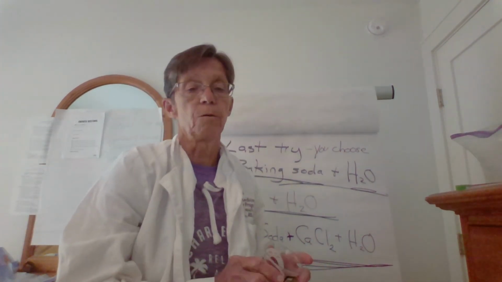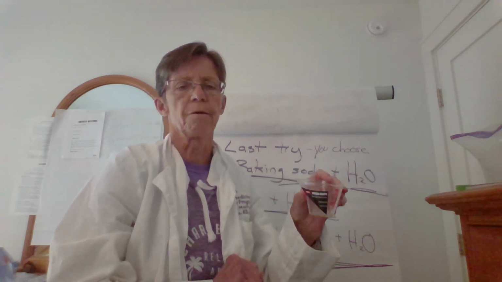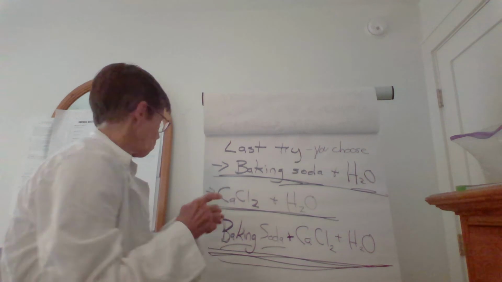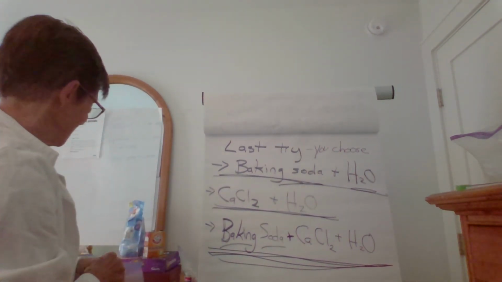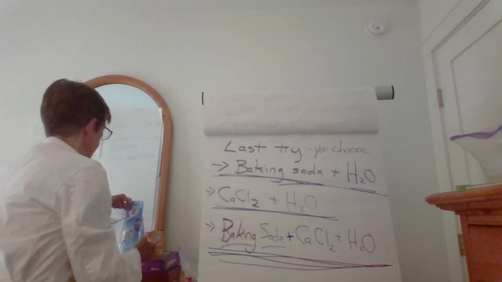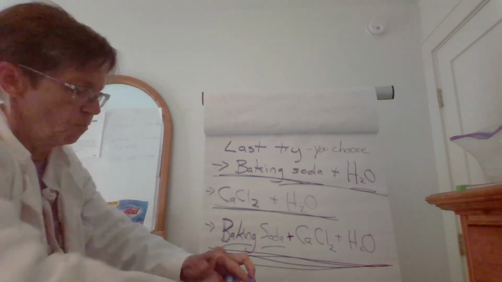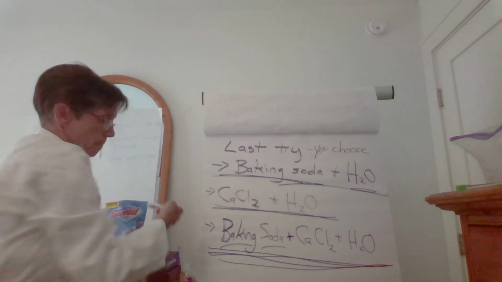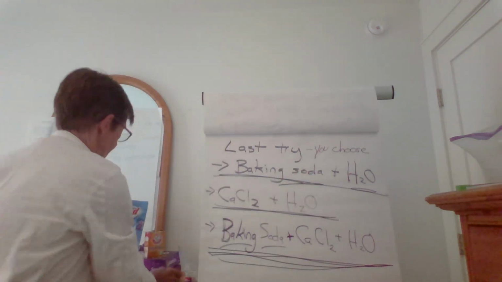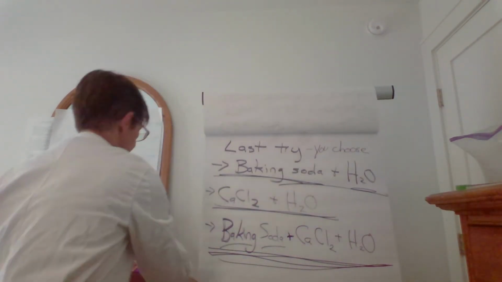All right, here we go. You ready? Might have missed that part. I'm not sure if I paused it or not. All right, here we go. We're going to do the calcium chloride and the water next. Okay. So I'm getting a new bag. Calcium chloride. 1, 2, 10 milliliters of water. Oops. 10 milliliters of water.